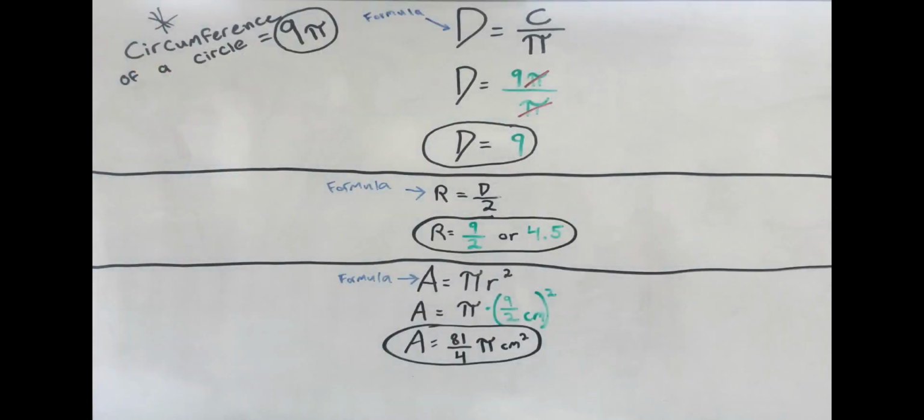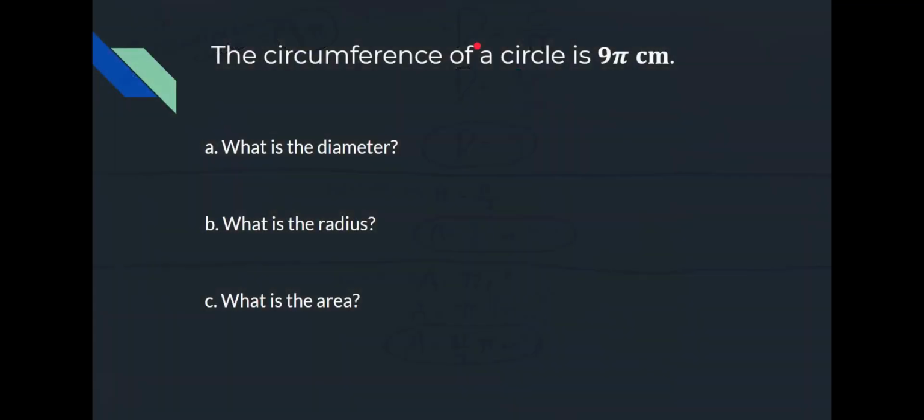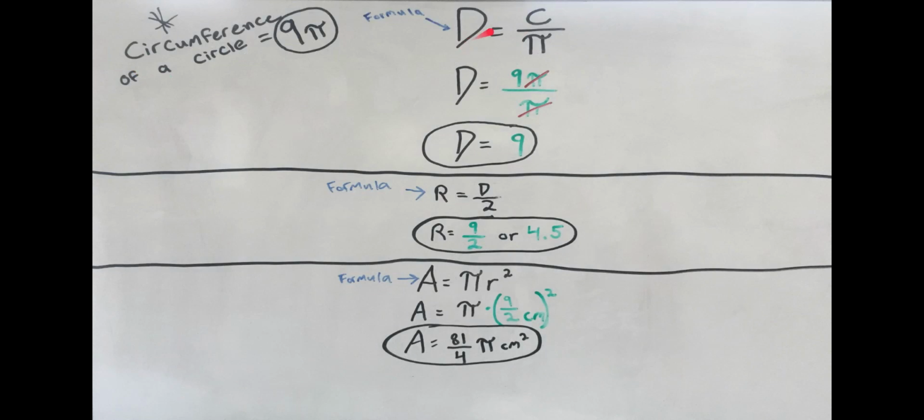Okay, here we are. Now, remember, if you look at the top here, it told us that the circumference of a circle is 9 pi. So here is the formula. First, what we're looking for is diameter, then radius, then area. Okay, cool. So here's the formula for diameter. D equals C over pi. Okay, that is the formula.